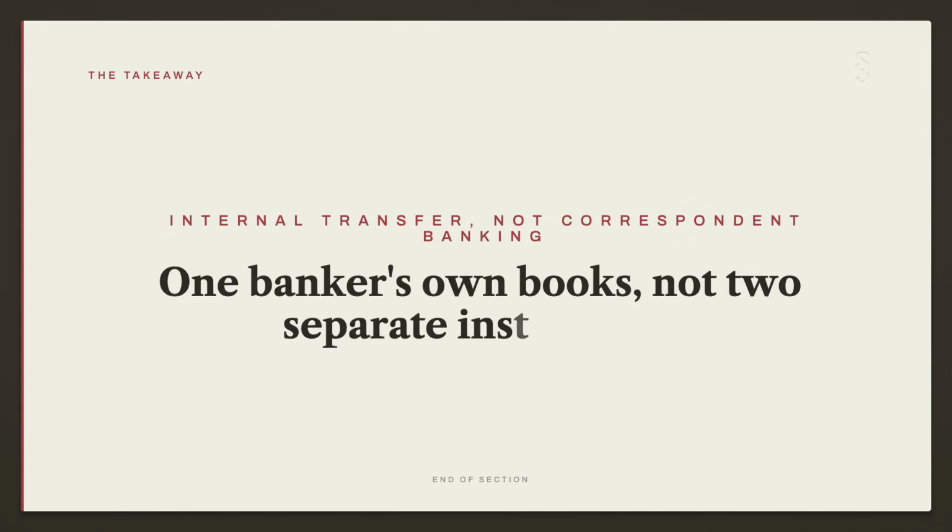Don't confuse this with correspondent banking, which came much later and connects two separate institutions. An argentarius moving funds between his own branches was working entirely inside one system, and spotting that distinction is exactly what these questions test.